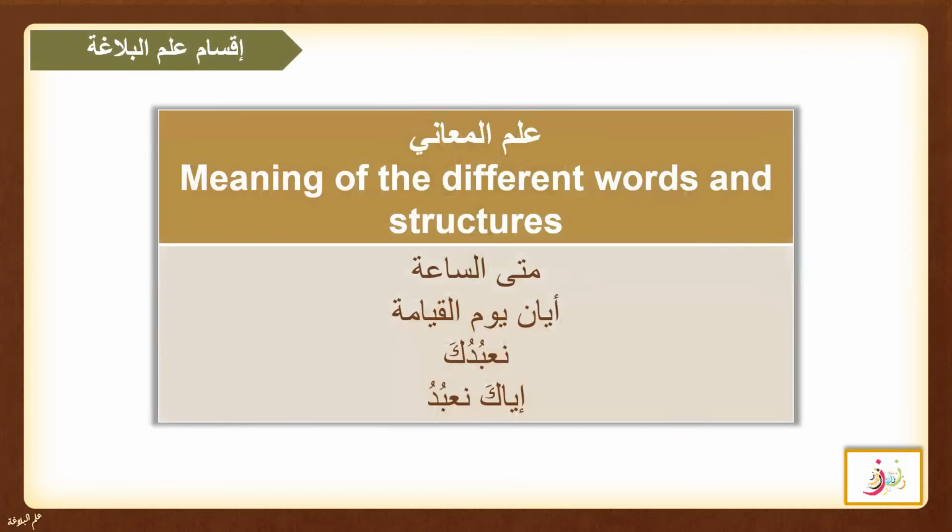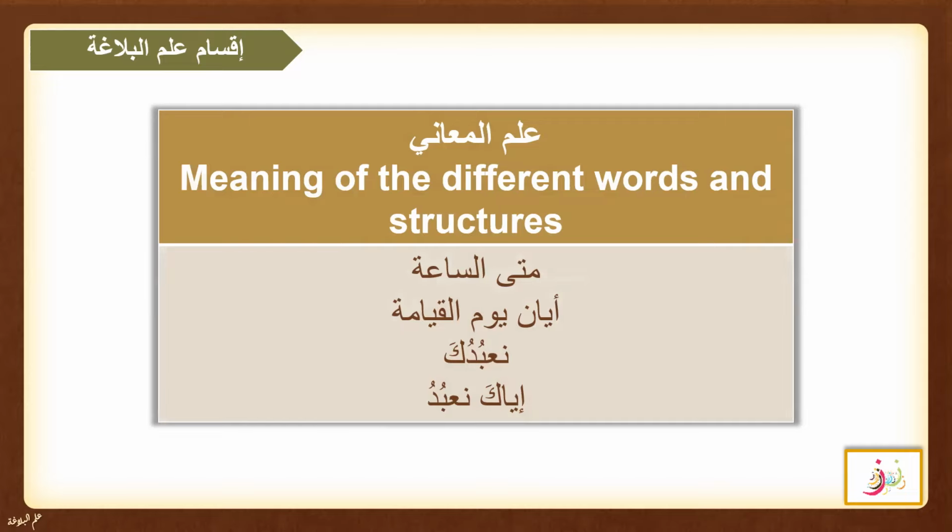The first one is ilm ma'ani. Ilm ma'ani is the meaning of the different words and structures. We already know the grammar, nahu and sarf, but now we are also going to learn about the meanings of the different structures, what they are and what they meant in the Arabic language.